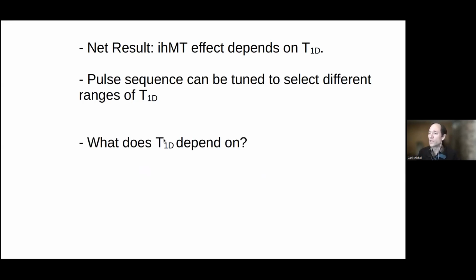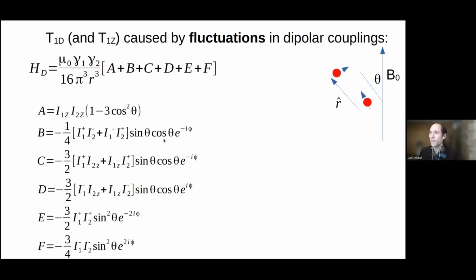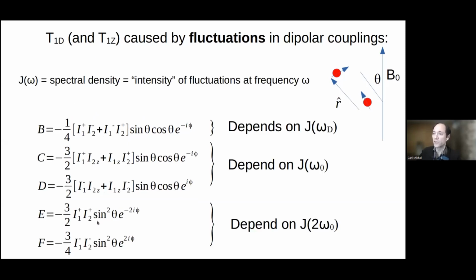To talk a little bit about what T1D depends on: it turns out T1D depends on fluctuations in dipolar couplings. I'll try to make this relatively quick. If you write out the dipolar couplings between protons in their full quantum mechanical glory, you get these 6 terms that have spin operators in them and space operators, or orientation dependencies. The first term here doesn't actually cause relaxation, but the other 5 terms all cause relaxation. They have different orientation dependencies, but the spin operators are different.